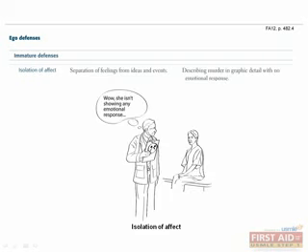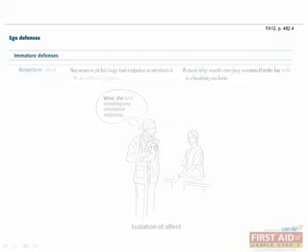Next, we have isolation of affect, wherein individuals will separate their feelings from certain ideas. For example, a witness of a murder will describe the murder in graphic detail without showing any signs of an emotional response. Just as a side note, the word affect is sometimes used in place of the word emotion.